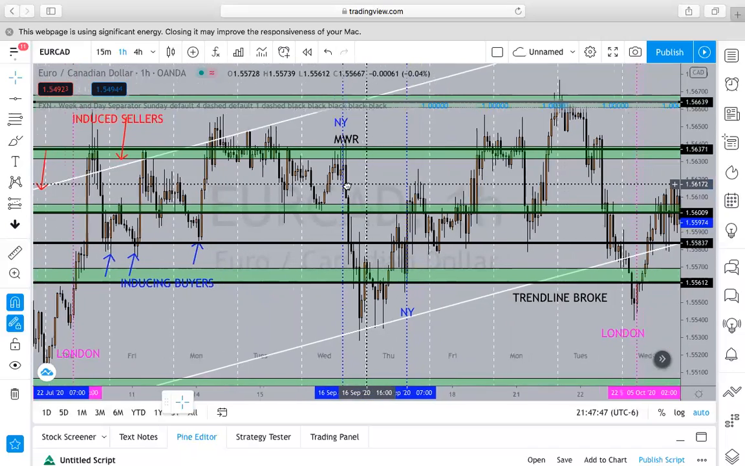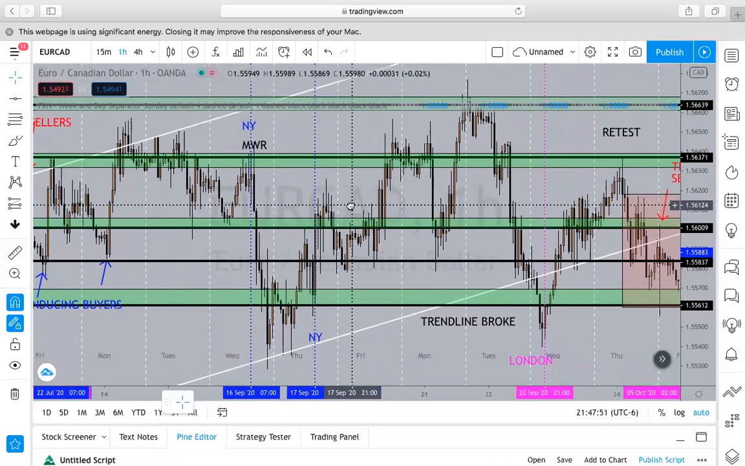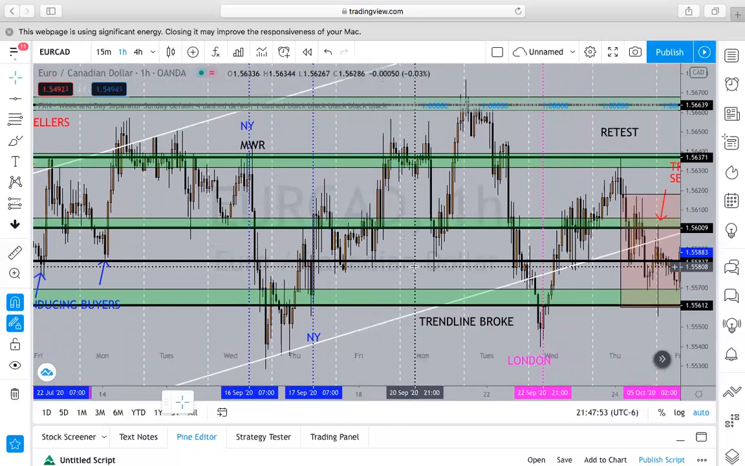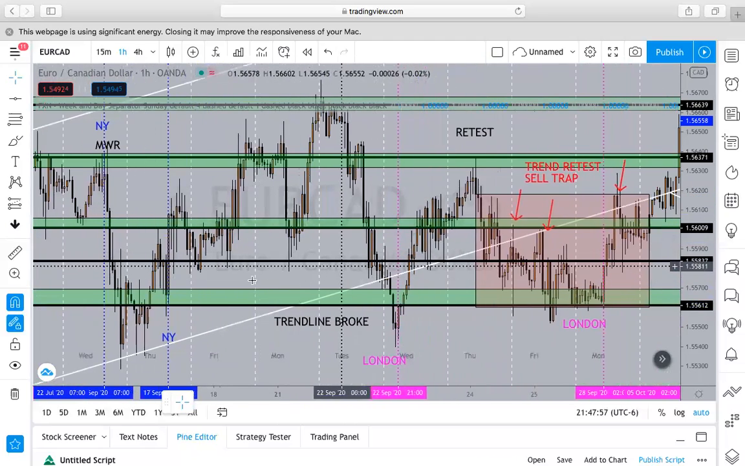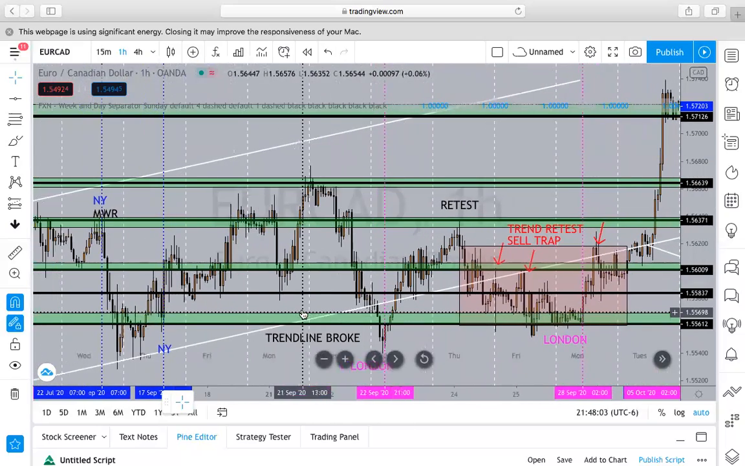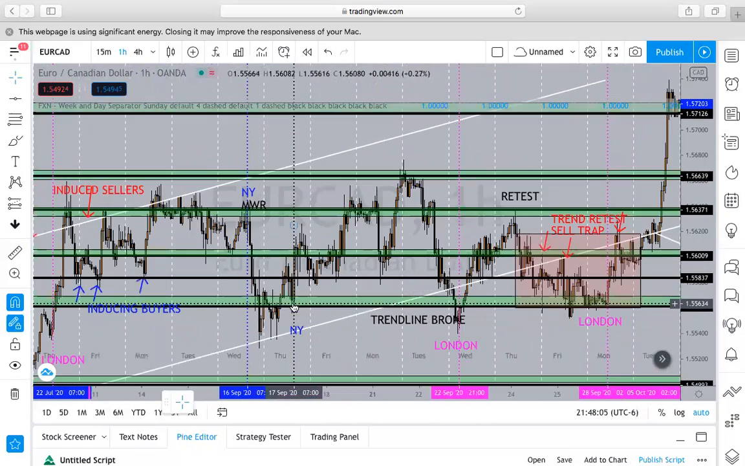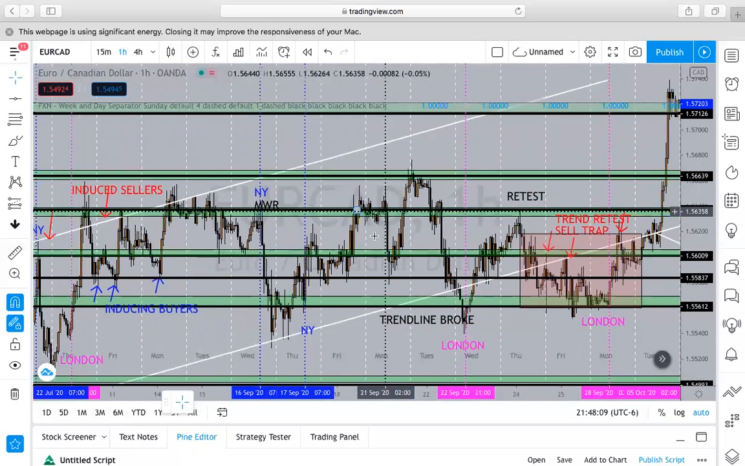So midweek reversal drops, of course. Buyers are in control. We induce sellers at the lows, induce buyers at the lows, induce sellers at the high. Trend line right here, we got the obvious trend. Remember, the trend becomes obvious once we get this activity back and forth.